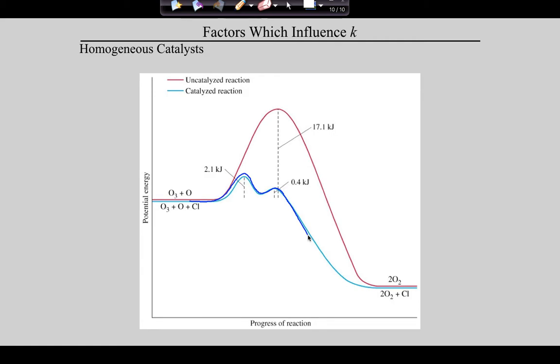Each one of those humps represents the activation energy of an elementary step. And we now have a mechanism that has at least 2 elementary steps. But guys, look at the activation energies for these elementary steps. They are 2 orders of magnitude lower than the uncatalyzed reaction. All of a sudden, the presence of chlorine takes this relatively slow decomposition of ozone and just throttles it up.